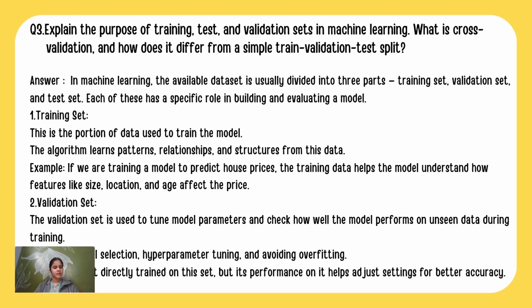Second one is the validation set. The validation set is used to tune the model's parameters and check how well the model performs on unseen data during training. It helps in model selection and hyperparameter tuning and avoids overfitting. The model is not directly trained on this set, but its performance helps to adjust settings for better accuracy.